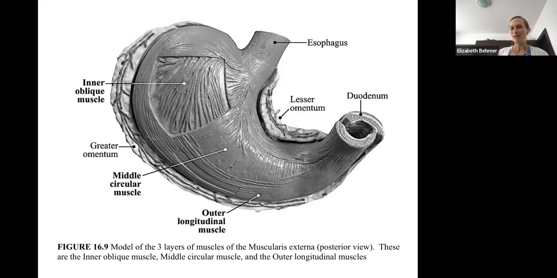The lesser omentum, and remember omentum, whether it's greater or lesser, depends on what side of the stomach it is. The omentum is kind of this bunch of connective tissue that holds the stomach in place, with different blood vessels traveling through.